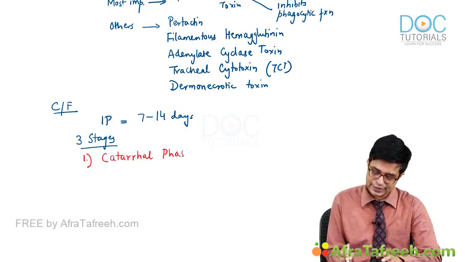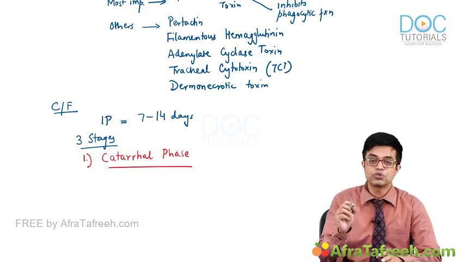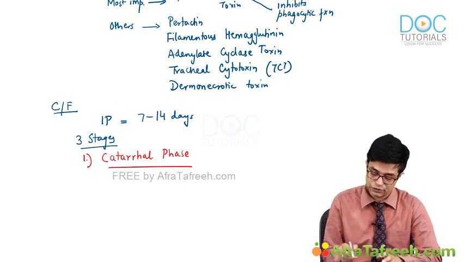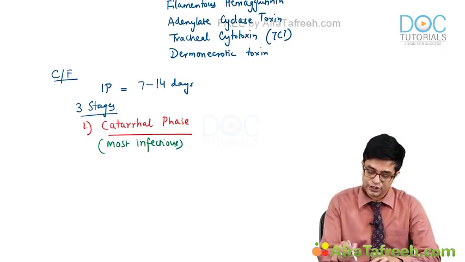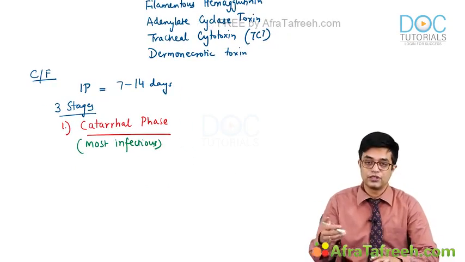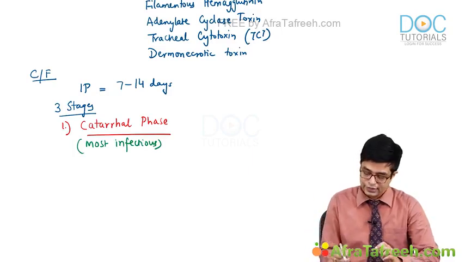Catarrhal phase is considered to be the most infectious stage. So, potential MCQ: most infectious stage is catarrhal phase. This is the stage during which the patient will transmit to other children, other patients very easily.